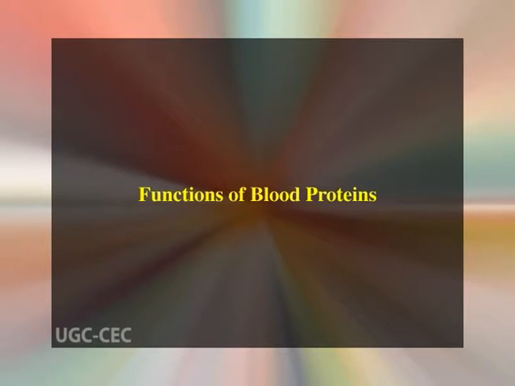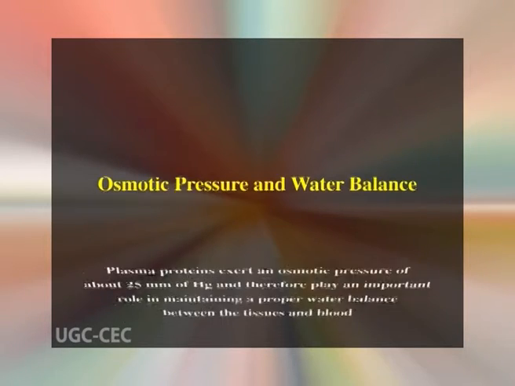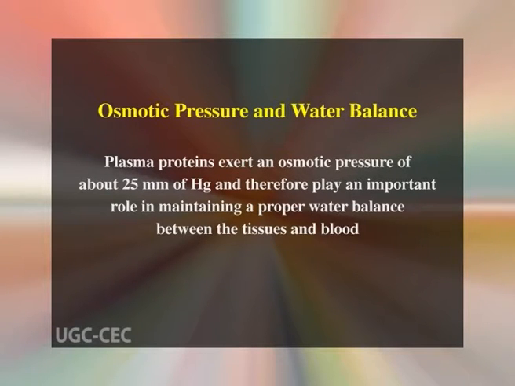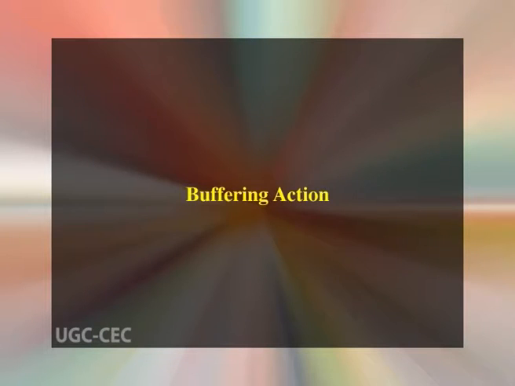Now the functions of blood proteins. First of all, protein nutrition. Plasma proteins act as a source of protein for the tissues whenever the need arises. Second, osmotic pressure and water balance. Plasma proteins exert an osmotic pressure of about 25 mm of Hg and therefore play an important role in maintaining a proper water balance between the tissues and blood. Plasma albumin is mainly responsible for this function due to its low molecular weight and quantitative dominance over other proteins. During the condition of protein loss from the body, as occurs in kidney diseases, excessive amounts of water move to the tissues, producing edema.